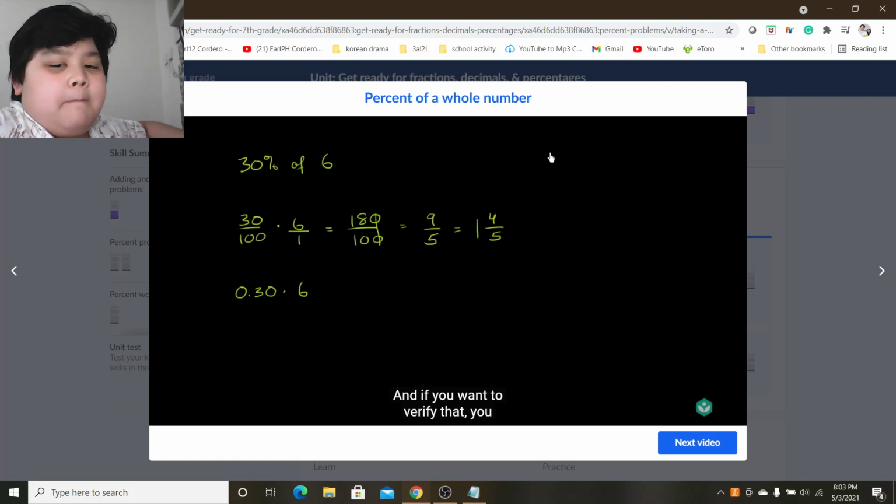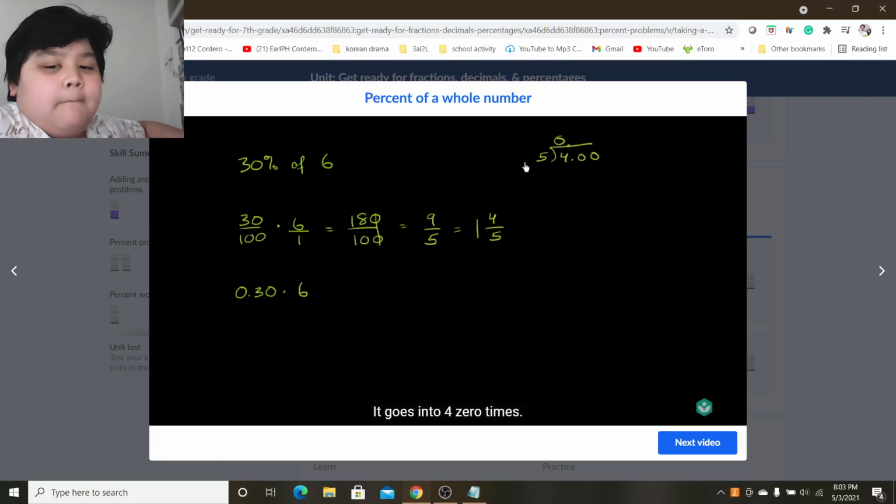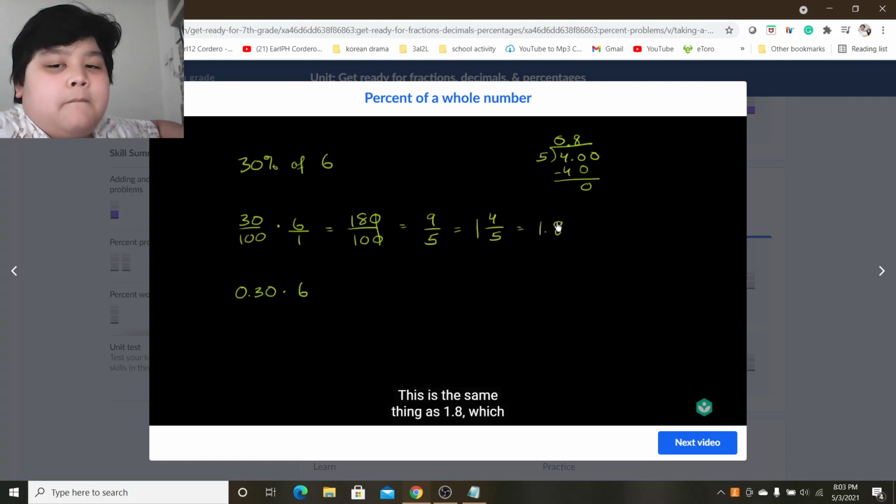And if you want to verify that, you could verify that 5 goes into 4, and it's going to be a decimal, so let's throw some decimals in there. It goes into 4 0 times, we don't have to worry about that. It goes into 40 8 times. 8 times 5 is 40. Subtract, you have no remainder, and you just have zeros left here. So 4/5 is 0.8, you got the 1 there. This is the same thing as 1.8, which you would have gotten if you divided 5 into 9. You would have gotten 1.8. So 30% of 6 is equal to 1.8.